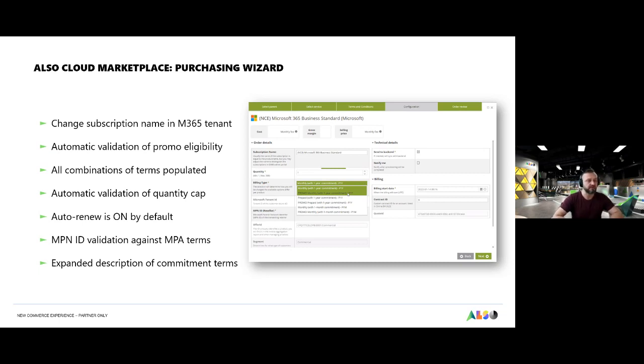And what's important here, and I really want to stress this as well, is MPN ID validation against MPA terms. We want to make sure that the partners we work with are legit businesses, have signed the MPA agreement with Microsoft, and have, of course, a valid MPN ID. We require you to place the MPN ID in the transaction. You can update your MPN ID in Azure Cloud Marketplace in your profile so that you will have this saved, but we require an MPN ID for transactions in new commerce.